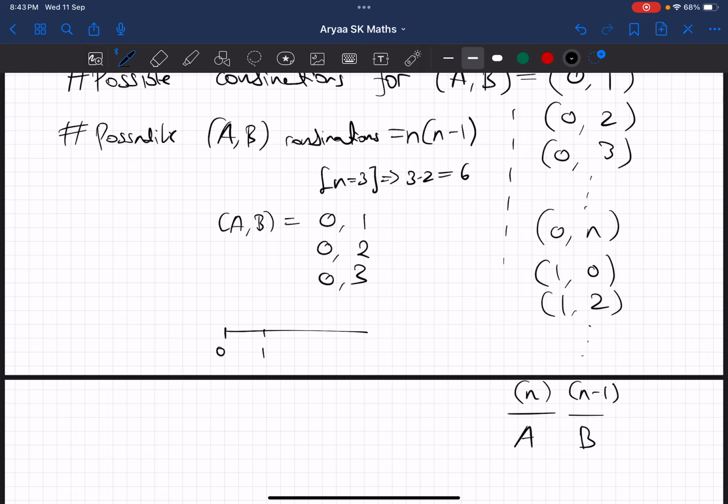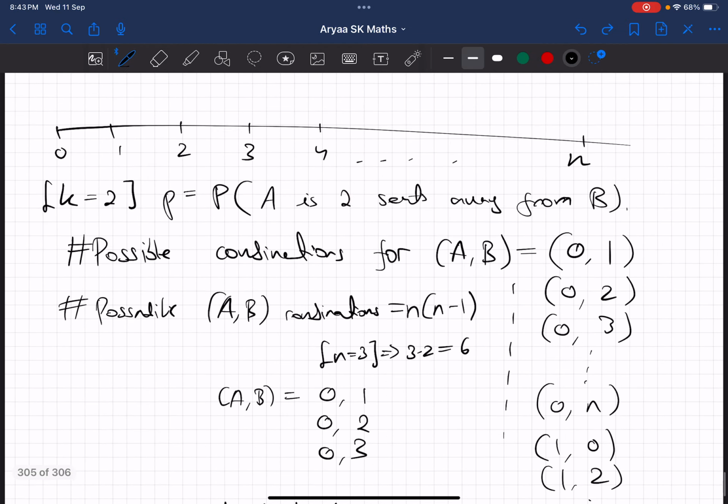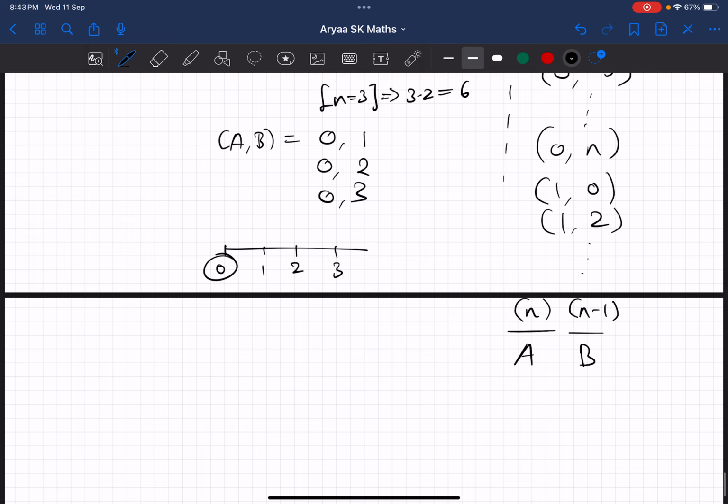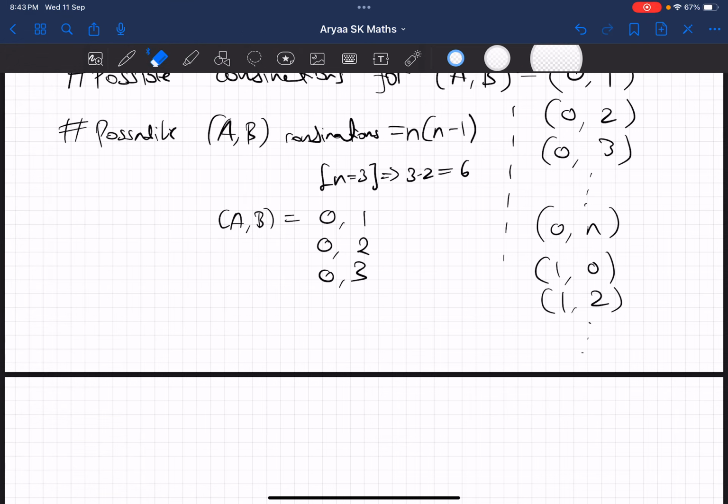Okay, I see the issue. If n is 3, the number of seats is 3, we can't really start at 0 because now we're going to have 4 seats. Okay, yeah, that's an issue. So let me just scribble this out.